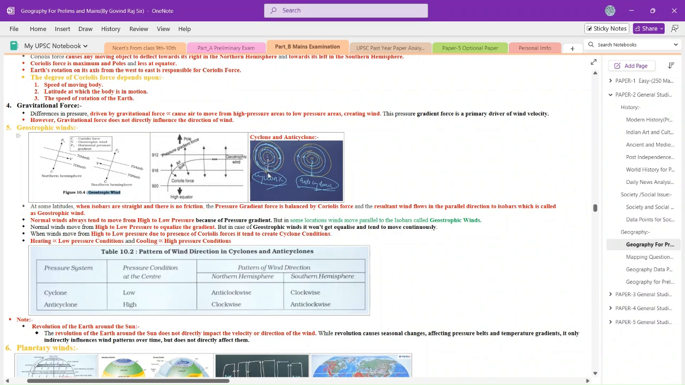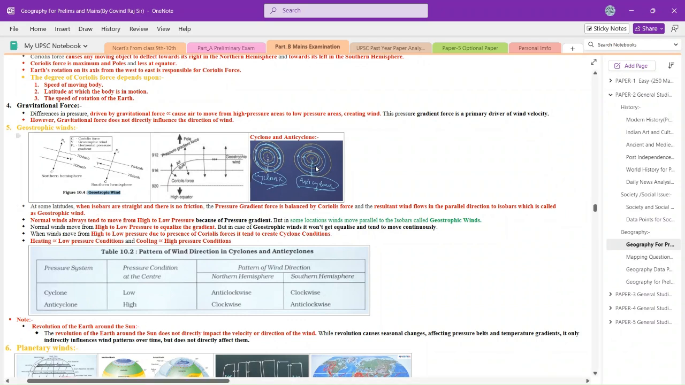Similarly, in the southern hemisphere, winds move from high pressure to low pressure along the left side. So from high pressure to low pressure, it will go this way, so it will be clockwise. Similarly, an anticyclone has high pressure inside and low pressure outside. A cyclone has low pressure inside but high pressure outside. An anticyclone has high pressure inside and low pressure outside.